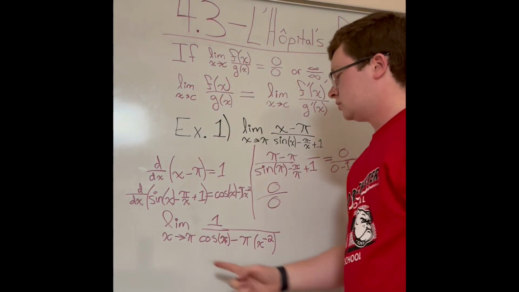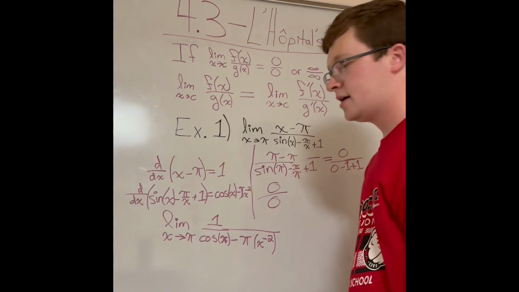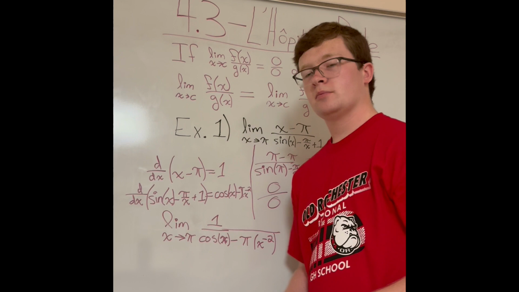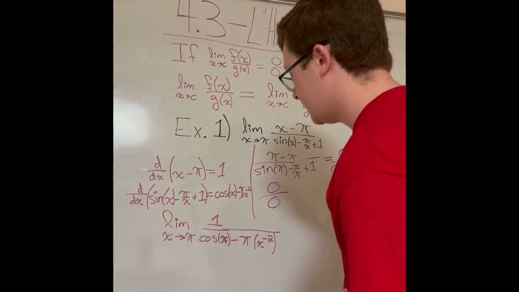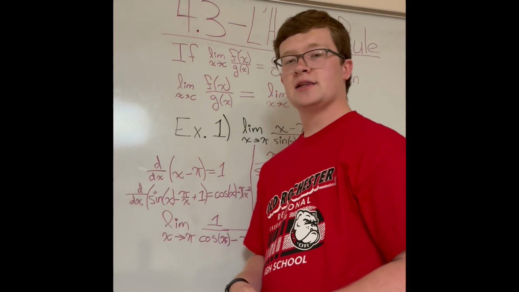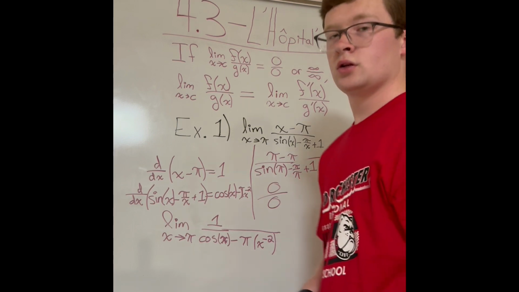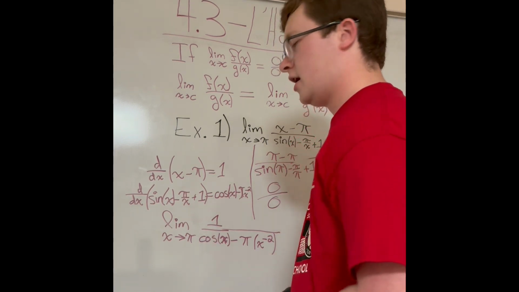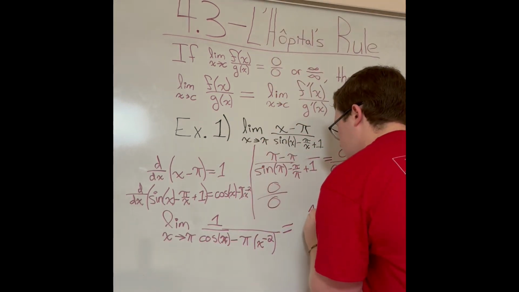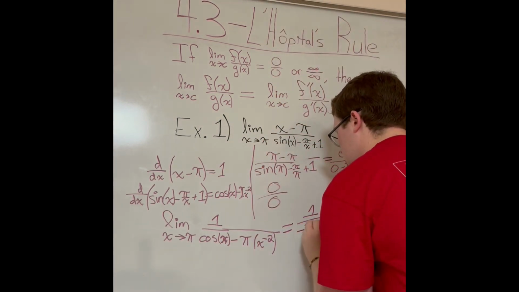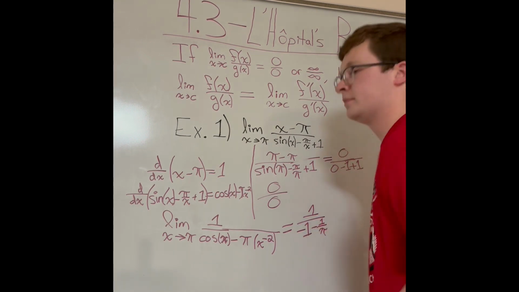So you get the limit as x approaches pi of 1 over cosine x minus pi times x to the negative 2. Again, plugging in pi for x, you would get 1 over cosine pi minus pi times pi to the negative 2, which equates to 1 over negative 1 minus 1 over pi. So that's your final answer: 1 over negative 1 minus 1 over pi.